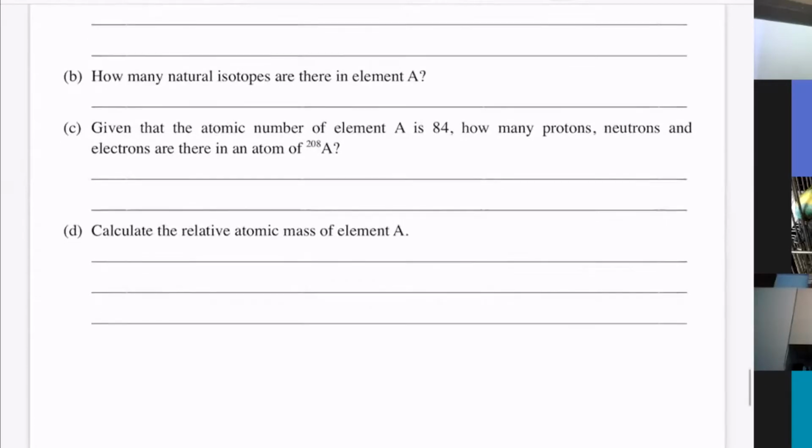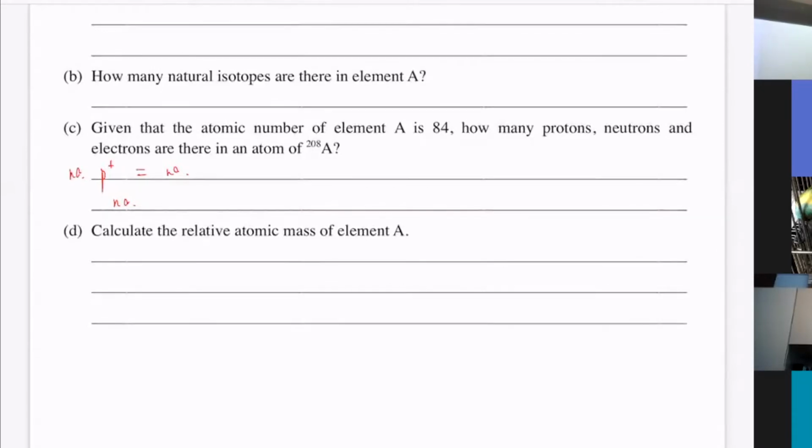And then the next one: given that the atomic number of element A is 84, how many protons, neutrons, and electrons are there in an atom? So who's next? Emily, please. Number of protons is 84. Yeah, very good. Number of neutrons is also 84. Yep. The number of electrons is 124. Okay, so sorry, the number of electrons is 124.